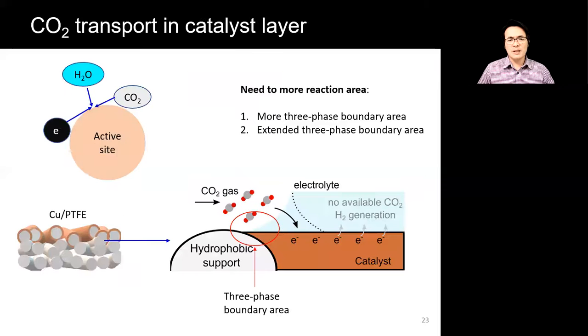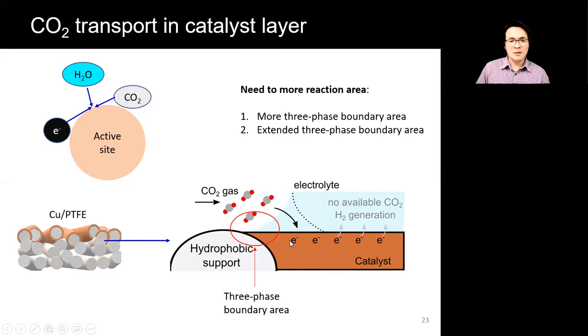Now let's take a look again at how the CO2 diffuses to the active side, and then we will see if we can further improve the current density for the copper on PTFE. So remember that we need to transport not just CO2, but also electrons and water to the active side. And here again is the copper on PTFE substrate. If you look carefully at this structure, the CO2 can diffuse from the back of the PTFE, and then once it reaches the surface of the copper, here the electrolyte occupies the surface of the copper.